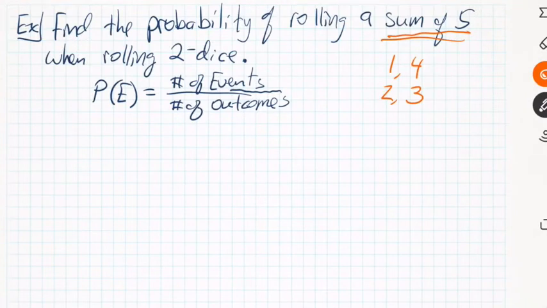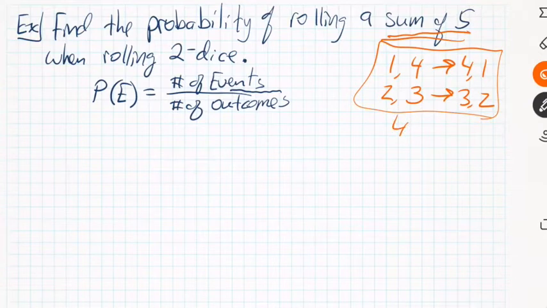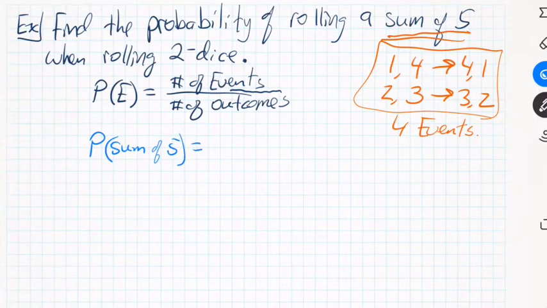When I come up with these numbers, 1, 4, and 2, 3, I also flip them around, so 4, 1, and 3, 2. So this is 4 outcomes, or 4 events, the ones I'm interested in. So then, my probability of rolling a 5, well, I should really be a little bit more clear here, sum of 5 is going to be the number of events, which is 4, over the number of outcomes, which is 36, and if we reduce this, this is 1/9.